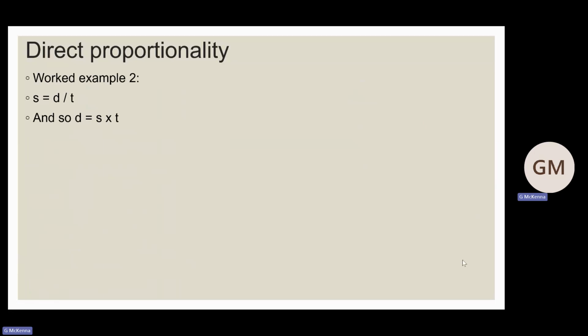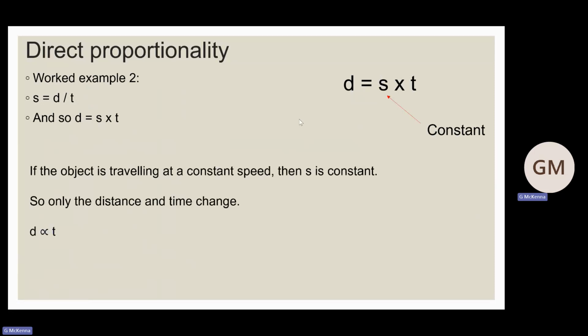In worked example 2, we're going to use a very straightforward equation. Speed is equal to distance divided by time. And if we rearrange that equation, distance is equal to speed multiplied by time. Now let's just say, for instance, that you're traveling down the road at a constant speed. Now, if the object is traveling at that constant speed, really only the distance d and the time t will change. And because all other things are constant, d is therefore directly proportional to t.